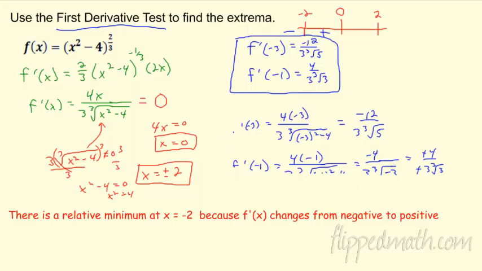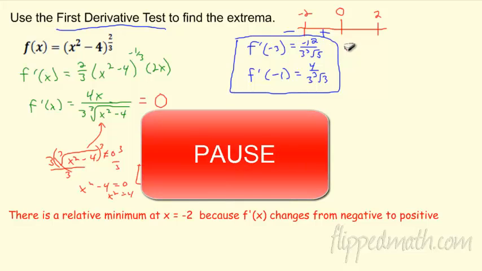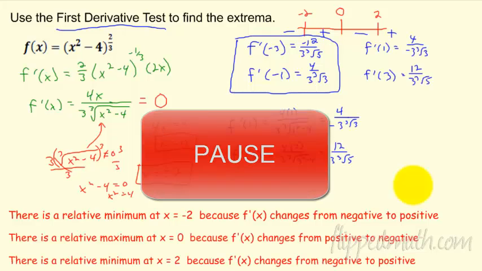Now let's finish it out. In fact, why don't you try to finish it out? So we're going to have something happen at 0. Try to determine if there's anything going on at 0 or if there's anything going at 2 and justify it. See if you can justify it and write out your own sentence for 0 and 2. Good luck on that.